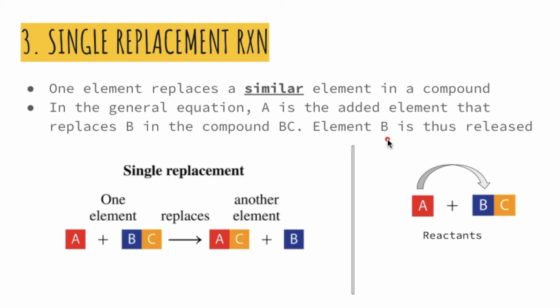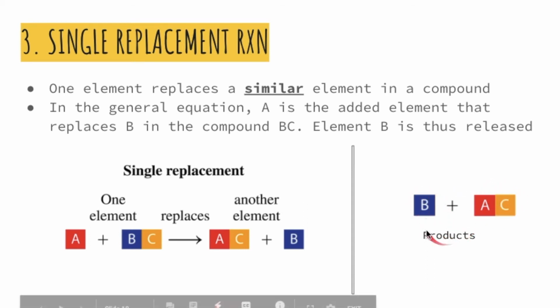Note, this is not going to be the perfect equation just because we do have some exceptions, we do have some restrictions. But in this general equation, we can see that element A is going to be our added element. This is the one that's going to be doing the replacing. In this scenario, A is going to replace B. That means that we are going to produce a new product called AC. Since A replaced B, our B is going to be released and it's going to be its own separate product.